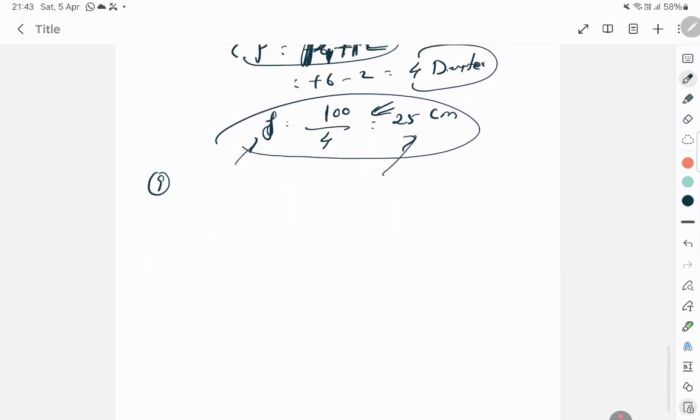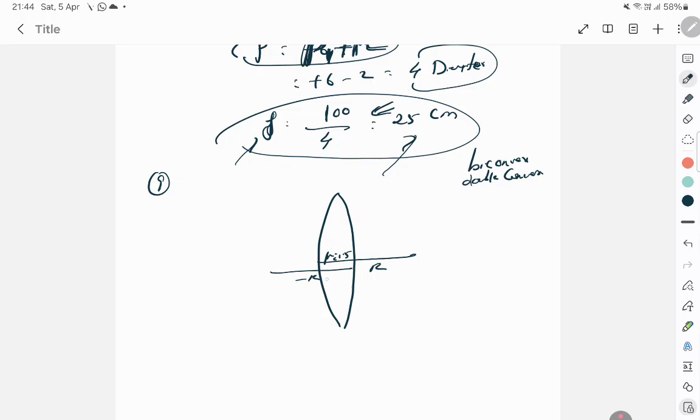A double convex lens. A double convex lens means it's like this. Maybe they are talking about lens maker's formula. Any question that starts with biconvex or double convex, I can always relate only to the lens maker's formula. A double convex lens of refractive index 1.5 has both the surfaces of equal radius, which means this side it's R and this is also minus R, with sign conventions taken. For this face it's plus R and for this face it's minus R, and both of them are of the same radius.